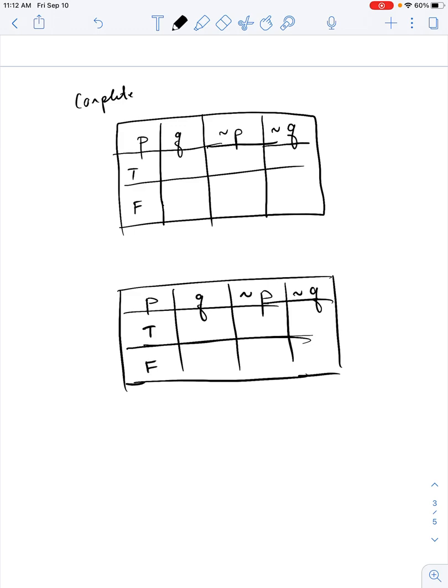We have, right? So that's what it gives us. We want to fill in the rest of it. Remember that the negation, right, means the opposite of that. All right, so we're just putting the opposite of those. Right, so the opposite of true is false. Opposite of false is true.